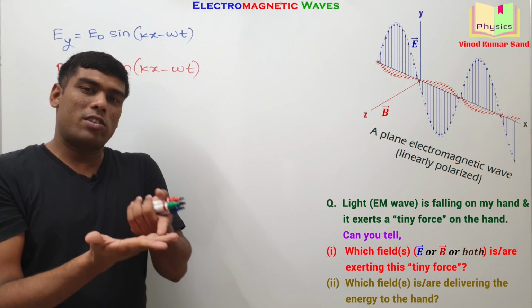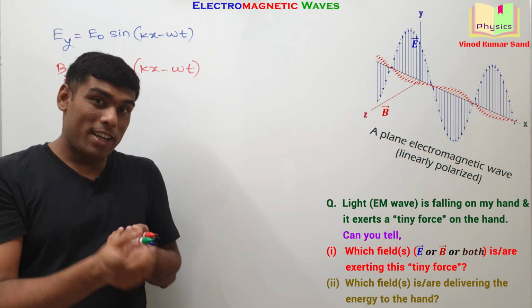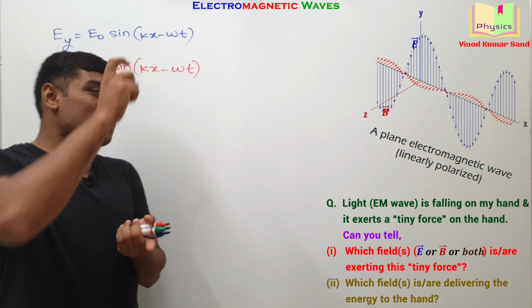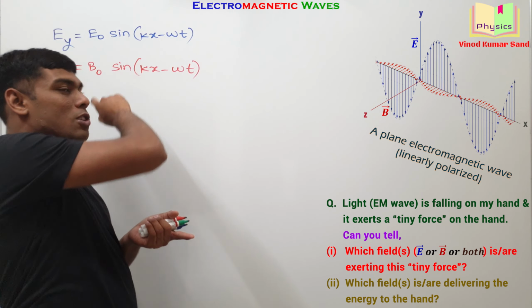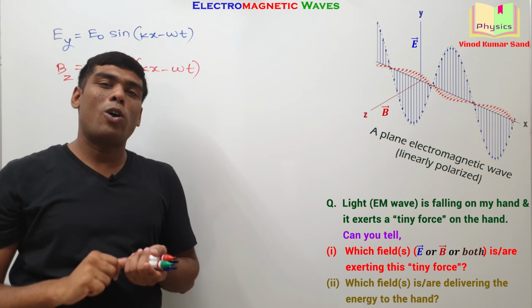Electromagnetic waves exert a force on the surface. Is that force because of the electric field component, because of the magnetic field component, or both?